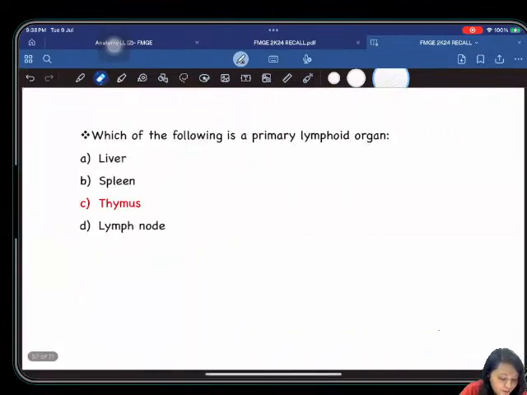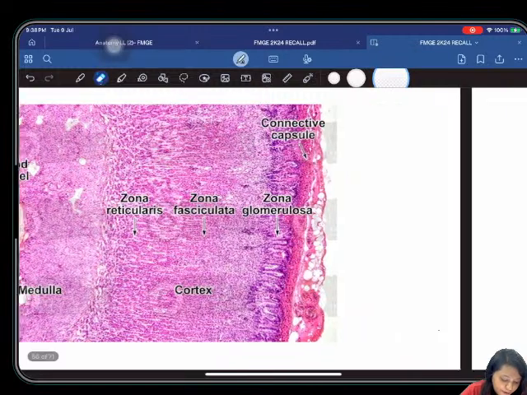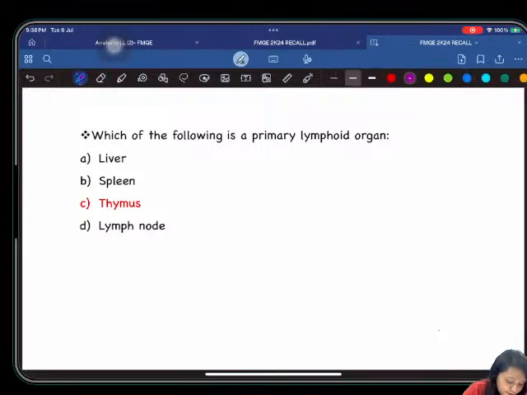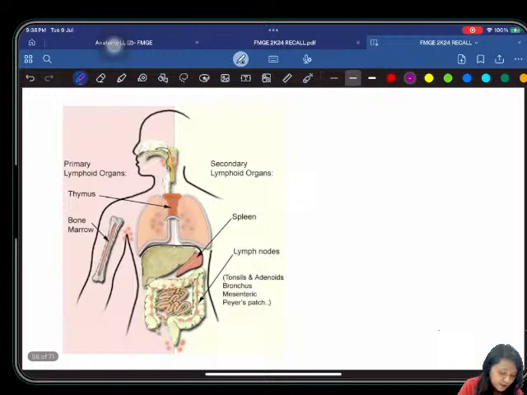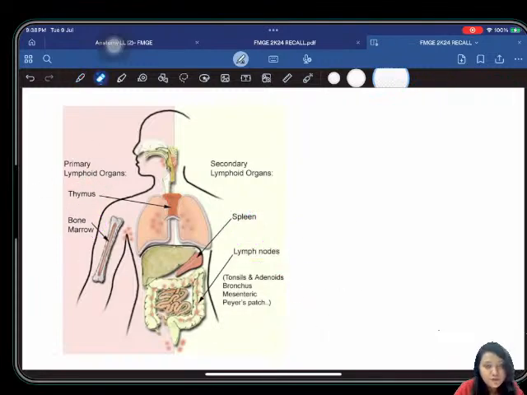Okay, now which of the following is a primary lymphoid organ? I have already marked the answer. They have given liver, spleen, thymus and lymph nodes. Out of this the answer is thymus. So it's a very basic question from histology. You know that the primary lymphoid organs are the thymus and the bone marrow. And the secondary lymphoid organs are the spleen, lymph nodes, tonsil, adenoids, bronchus, mesenteric and Peyer's patch. So the answer is thymus.